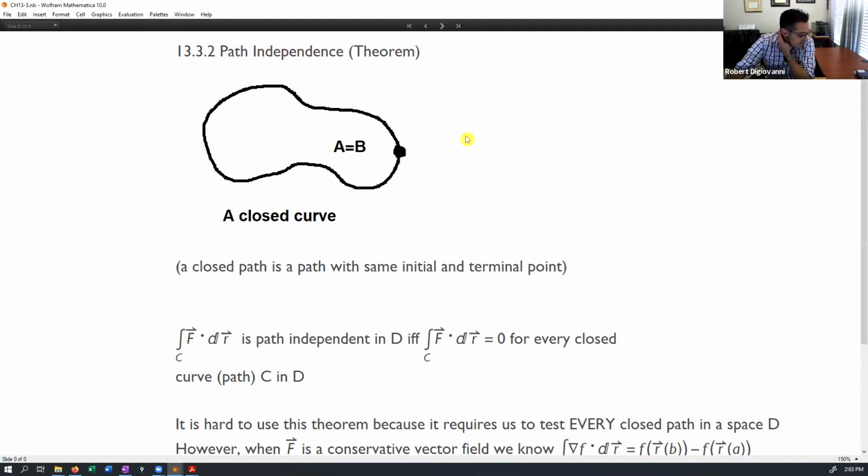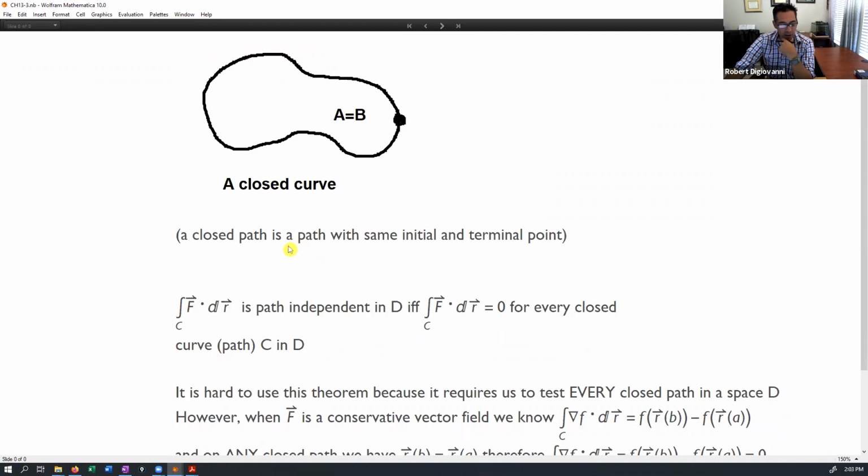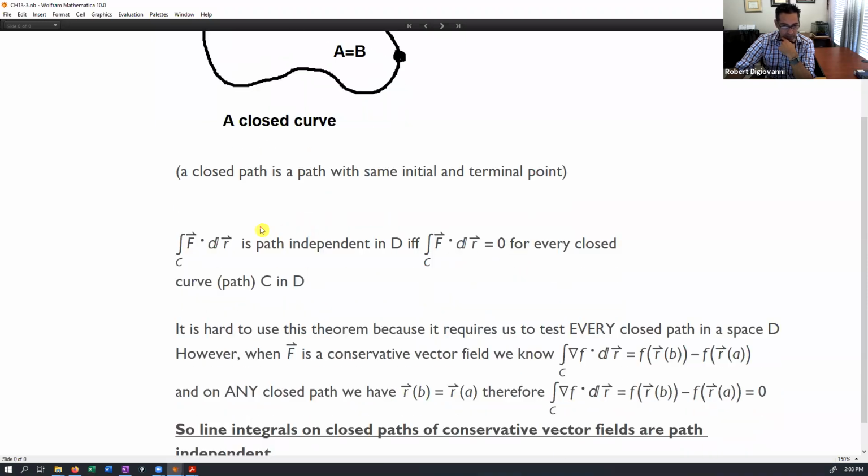All right, path independence. This is a theorem. So when you have a curve that starts at A and ends at B, if A and B are the same, then it's a closed curve. Make sense, right? You start at the same point that you end. You'll have a closed curve. A closed path is a path with the same initial and terminal points. Check this out. If you're doing the line integral over C of F dot dr, so this is basically work, we will say that it is path independent if and only if the line integral over that vector field is 0 for every closed path.